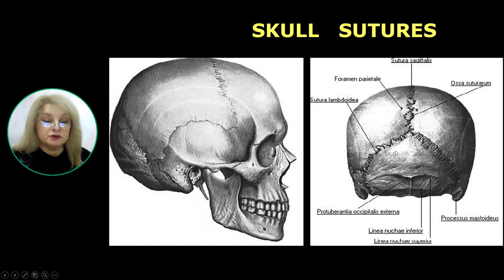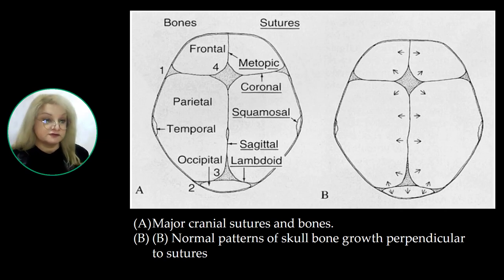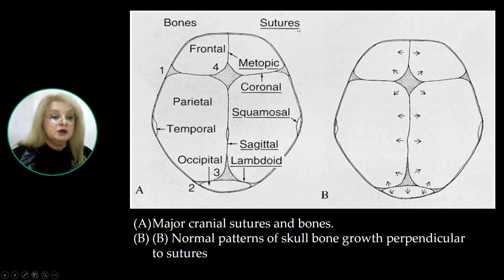Sometimes in between the sutures, small additional bones appear. They are called ossa suturata, or completing bones. This is not pathology. This is a variant of development, and it usually does not affect any function of the skull. So these are one more scheme of the sutures located in the skull.